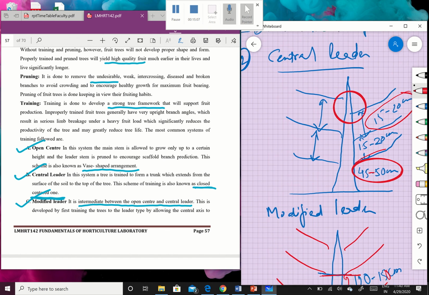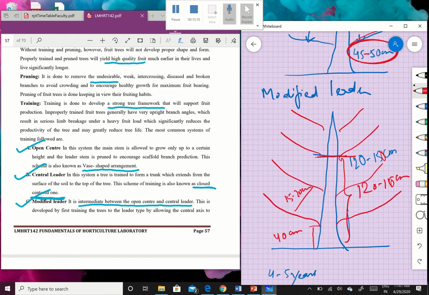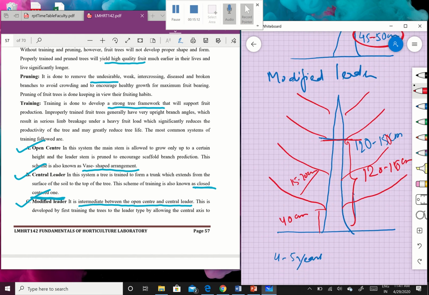and it is also prone to high wind velocity. Then coming to the modified leader, it has intermediate characters between the open and the central leader, in which the main tree trunk is allowed to grow for 4 to 5 years uninterruptedly, and once they attain this age, they are going to be cut at 120 to 150 centimeter.